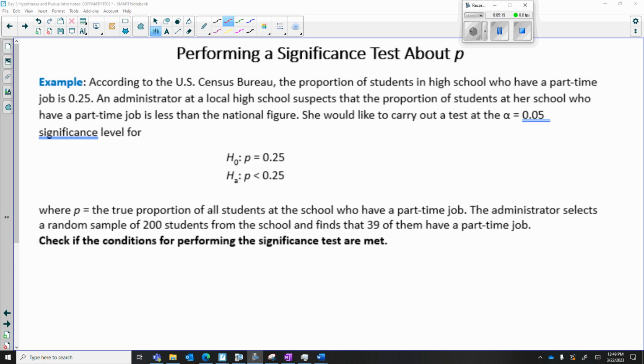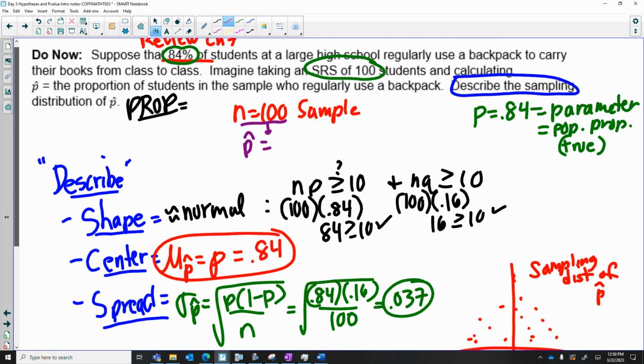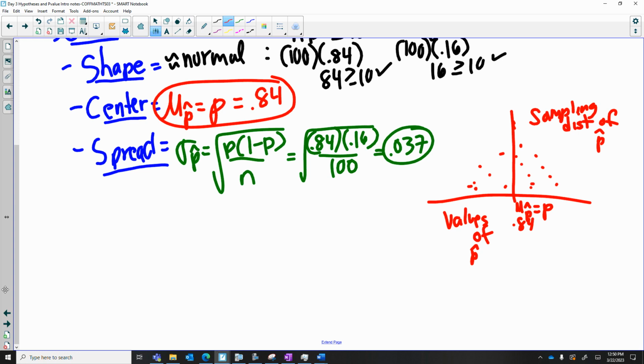Now we talked about np is greater than or equal to 10 and nq is greater than or equal to 10. So there is one rule of thumb that we didn't get to talk about just now, which we should have, and that was the rule of thumb for spread. So remember, for spread, you were supposed to check that 10 times n is less than the population of interest. And if that is met, then you're allowed to use that standard deviation formula.